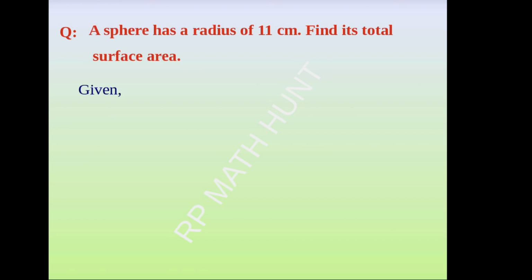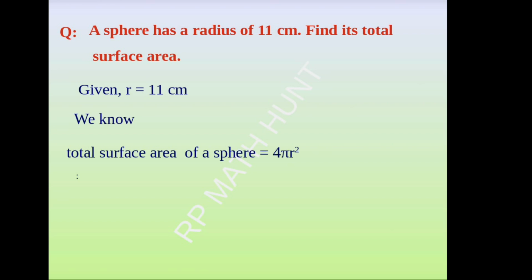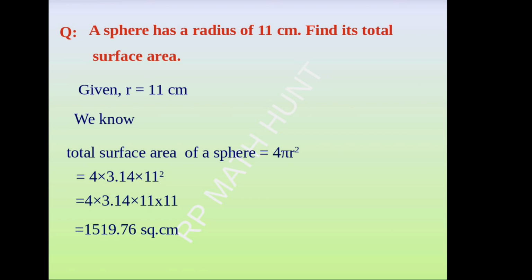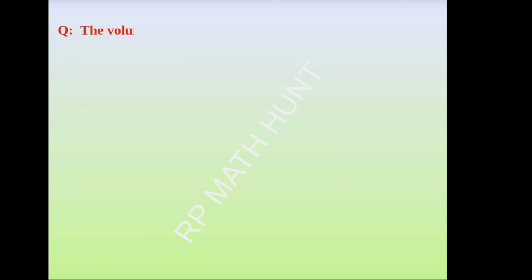We know the total surface area of a sphere is equal to 4 pi r square. 4 into 3.14 into 11 square. That is equal to 4 into 3.14 into 11 into 11, 1519.76 square units.